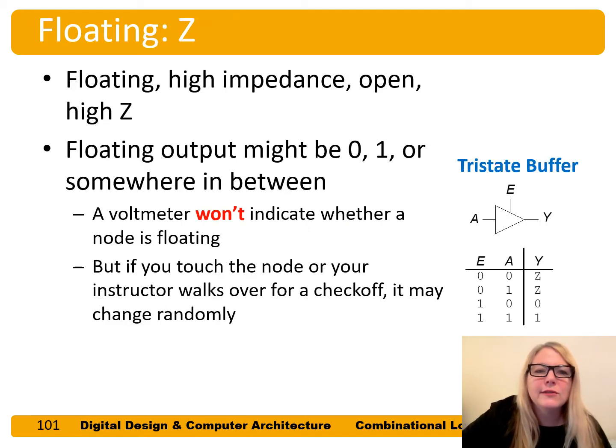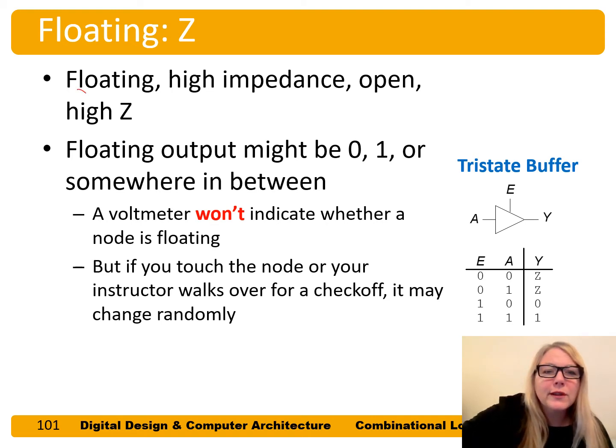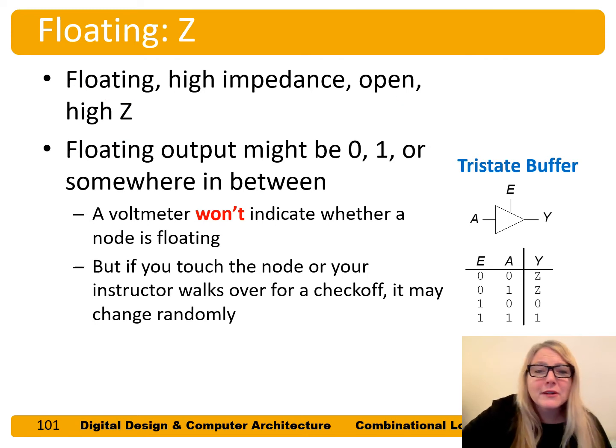Z is used to indicate floating or high impedance. Floating means it's not driven. We use all of these terms: floating, high impedance, open, and high Z. Those all mean the same thing. A floating output could be 0, could be 1, could be somewhere in between. It's not being driven. It's like a wire that you find just sitting on the floor. What's the voltage of that wire? It's not driven by anything.